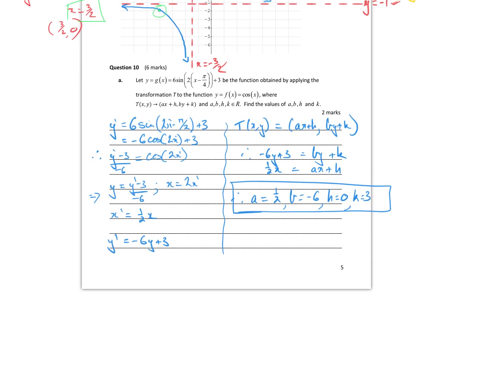y is equal to g of x, which is 6 sine 2x minus 4 plus 3, can be obtained as a function of time by applying the transformation to y equals f of x equal to cos x, where the transformation is given by ax plus h, by plus k. Find the values of a, b, h, and k. This is a tricky question, all right?